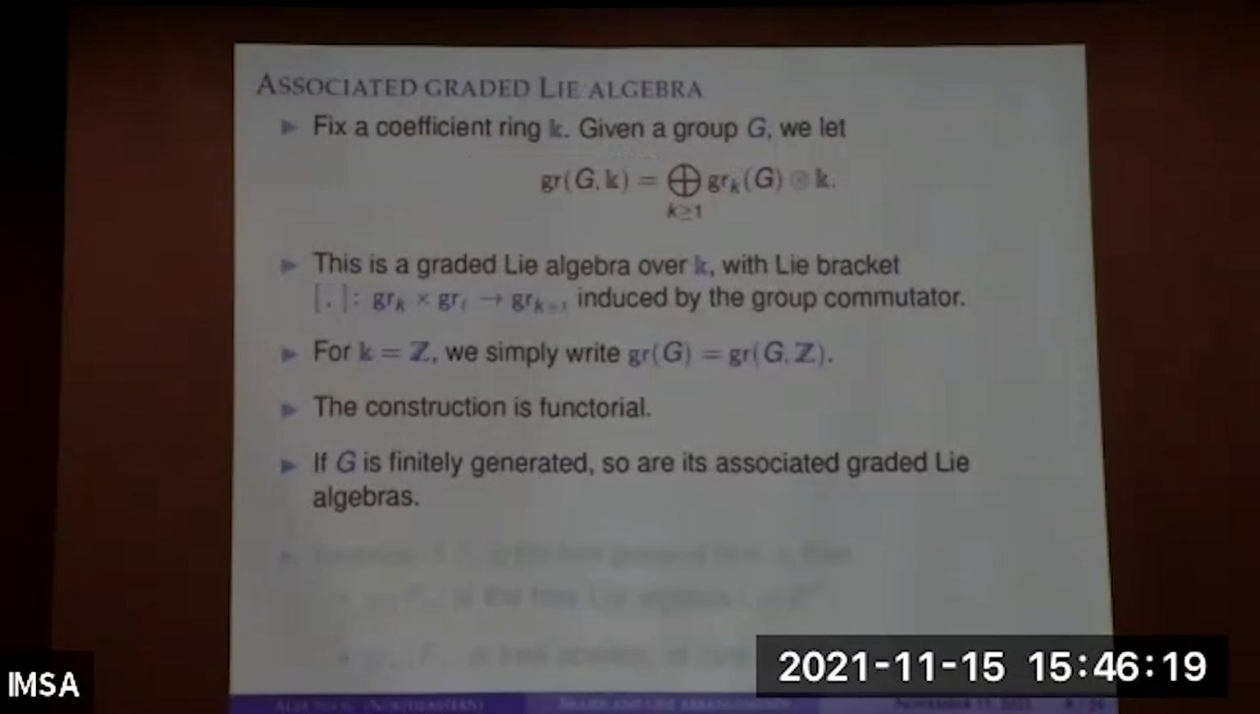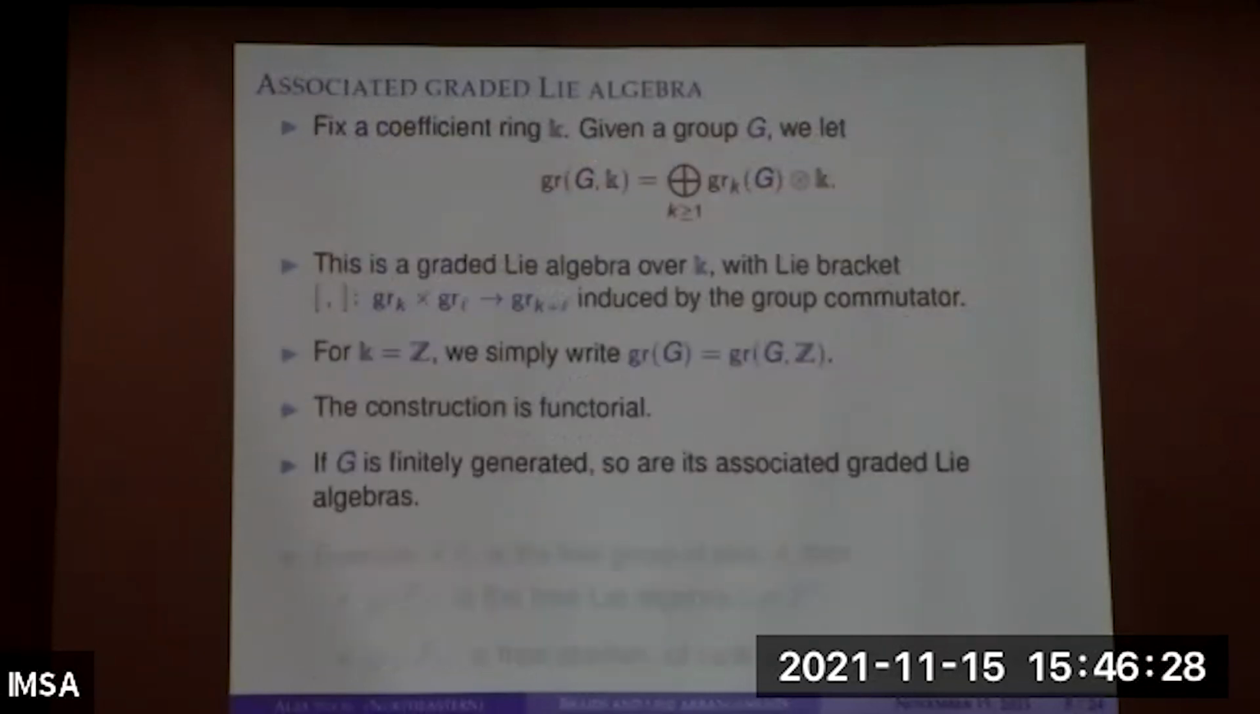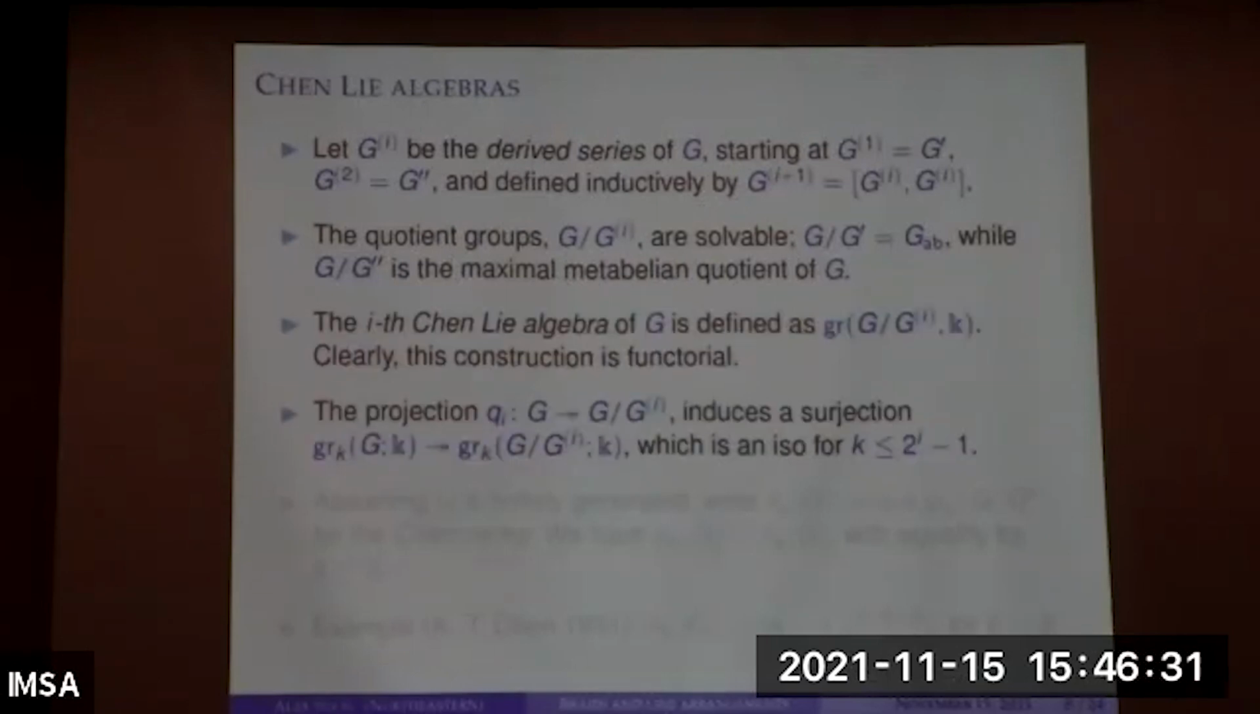See, the other one started at gamma 1 is G, right? Here, G0 is G, and then G1 is G prime. And here we take not G comma G, we take G prime comma G prime equals G double prime. So it's slightly different. And the quotients are solvable. For example, G mod G prime is the maximum abelian quotient. The next one is the maximum metabelian quotient.